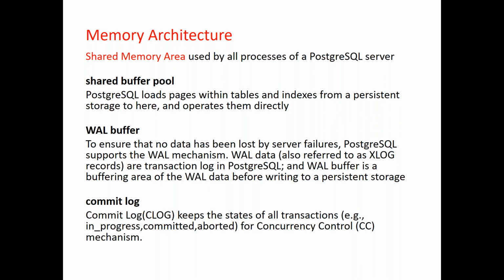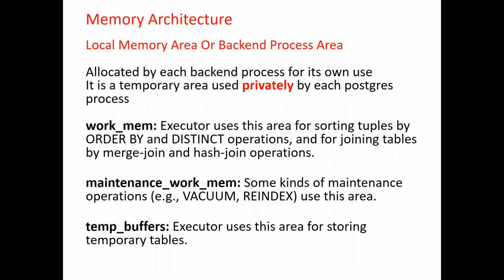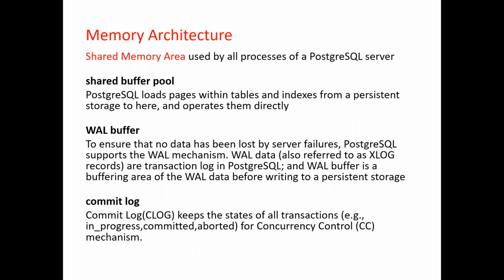Can you go back? Memory architecture allocated by each backend process for its own use. It is a temporary area: work memory, maintenance work memory, temp buffers. And then can you go forward? Go to the next section.